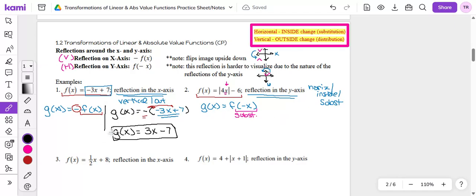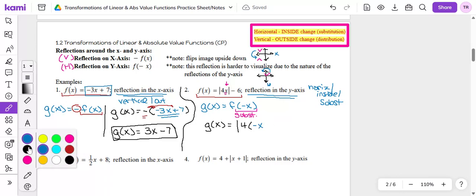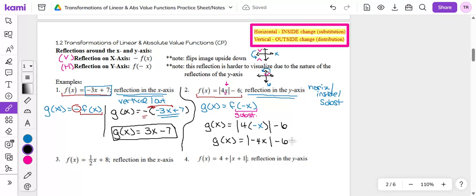Let me just break these apart here. So my g of x is going to be: take the original function as is, and as soon as I hit an x, here it is, I'm going to replace that x with what I want to substitute, that negative x. Close it. Close absolute value, minus 6. And then from there, just clean it up. Because this is 4 times a negative x, well, easy enough. That is a negative 4x. And we can leave it as such.